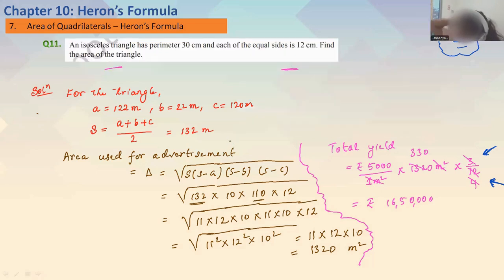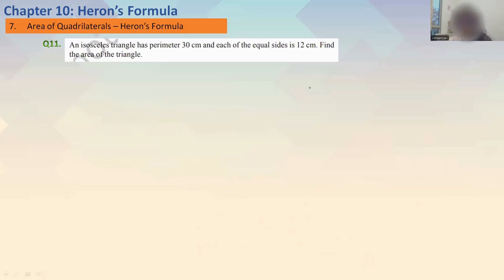Next thing. Some simpler questions from the NCERT textbook. Take a look at this. An isosceles triangle has perimeter 30 centimeter and each of its equal sides is 12 centimeter. Find the area of the triangle. What do you reckon we are going to do here? First, we can find the other side, or we can also use the formula we had found for the area. I don't recall it. You can guide me. I'll let you know the formula.